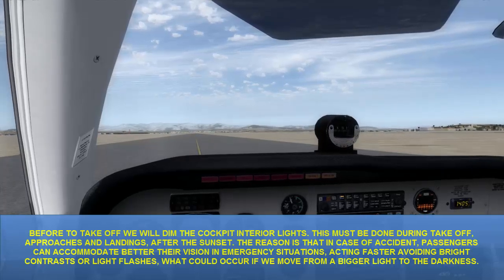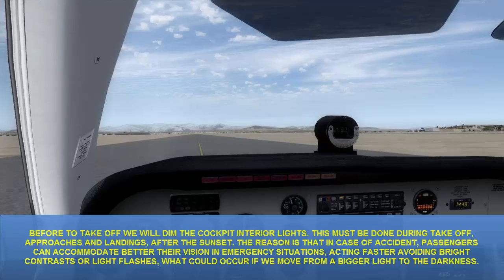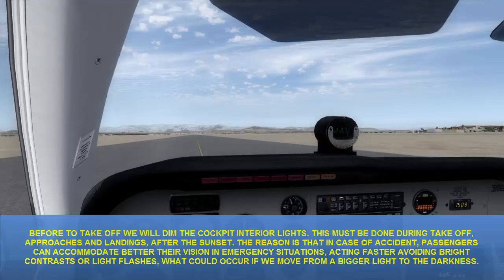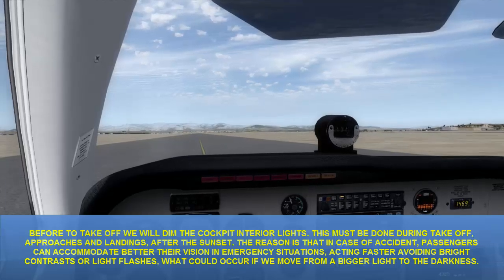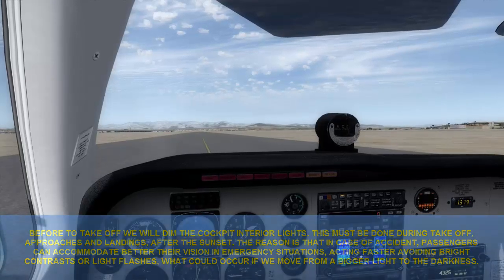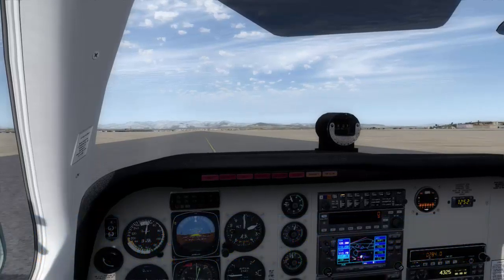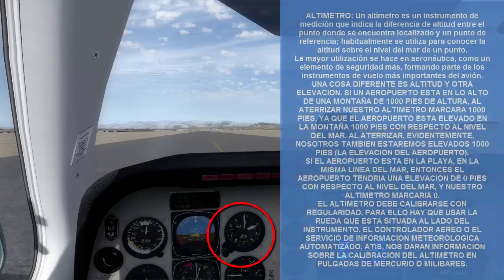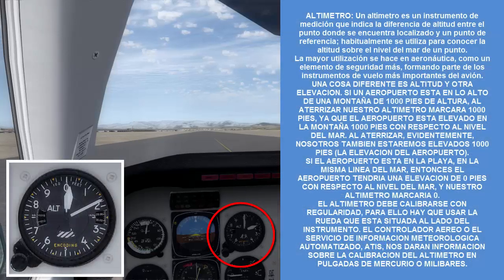Okay, we'll try to dim the cockpit interior lights before taking off, because in that way we will accustom our eyes to lower light conditions in case we have an accident. For that reason, aircraft reduce the lights inside.